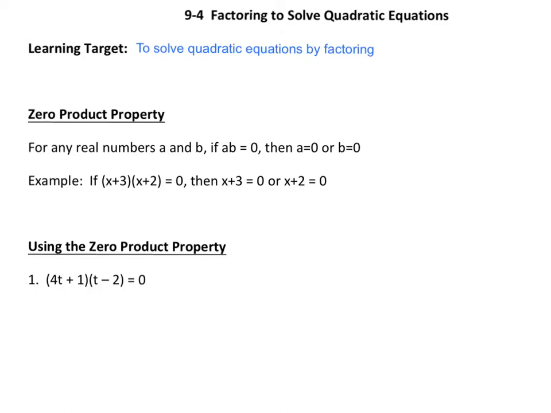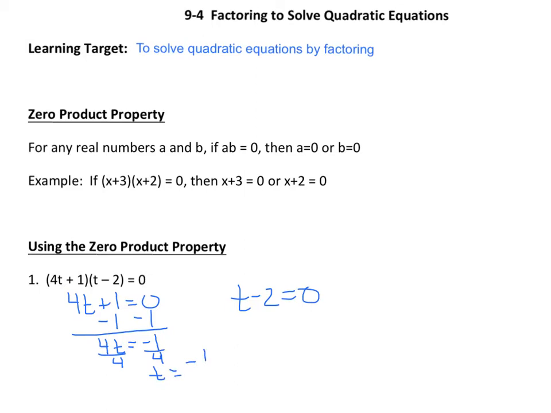This example here is already factored for us, so we have two binomials. So we have to assume that either 4t plus 1 has to equal 0 or t minus 2 has to equal 0 in order to get the product of 0. So we go about solving these the same way we would a regular equation, and we subtract 1 from both sides. So we get 4t equals negative 1, and we divide both sides by 4. So we have t equals negative 1/4.